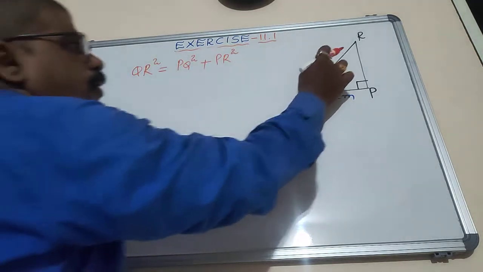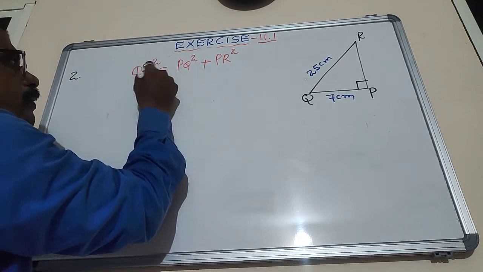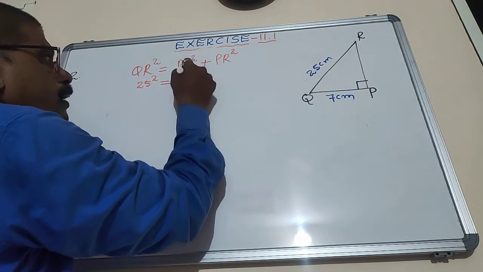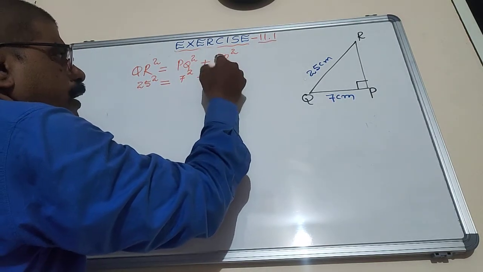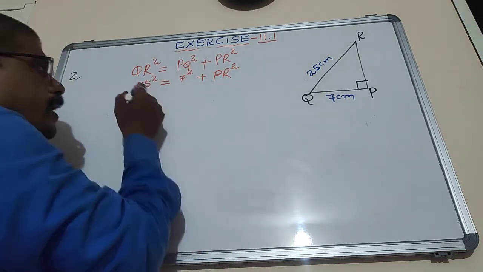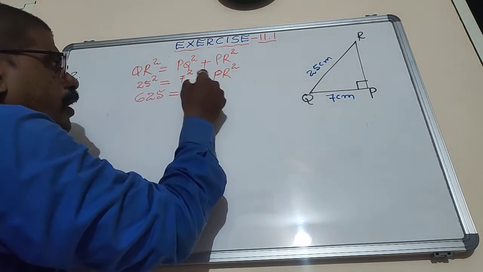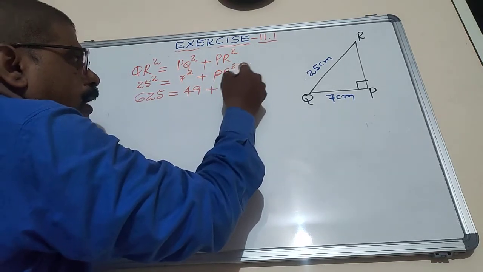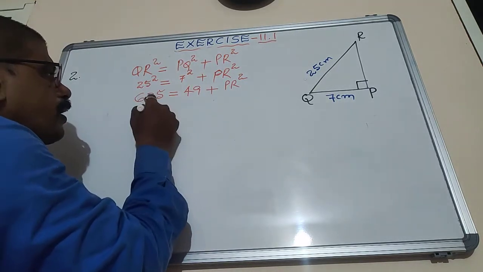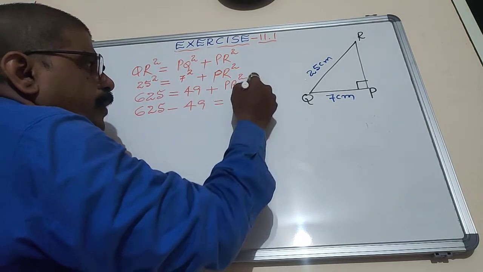Now QR is given to be 25. Replace QR, 25 square equals to PQ is 7 square plus PR square. Now 25 square is 625 equals to 7 square is 49 plus PR square. Now 49 transfers to LHS. It will be 625 minus 49 equals to PR square.